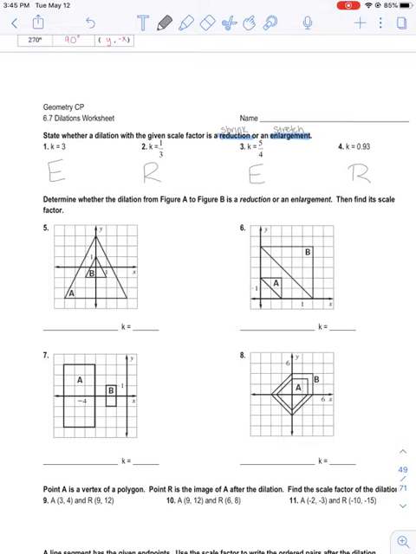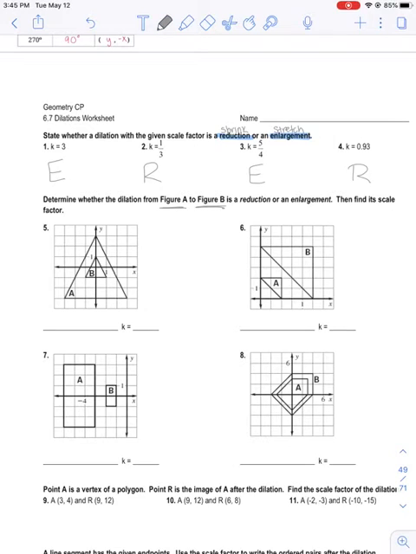Problems 5 through 8, they basically want the same thing. Determine whether the dilation is a reduction or enlargement, then find its scale factor. What they're saying is they're going from figure A to figure B. And that's important because if you look at it backwards, you're going to get a backwards answer. So when you go from A to B, is it a reduction or an enlargement? Why don't we start with that part? In the first line for each of these 4 problems, can you write reduction or enlargement? Pause the video, do 5 through 8.